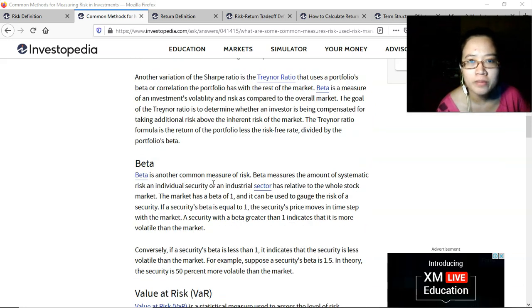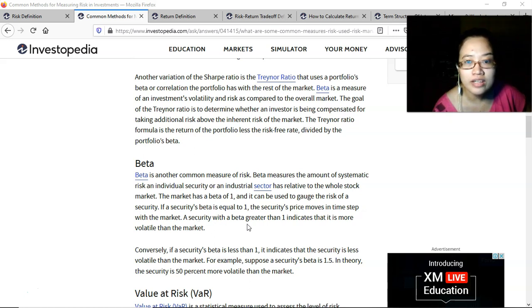Beta is another common measure of risk. Beta measures the amount of systematic risk an individual security or an industrial sector has relative to the whole stock market. So you're going to, again, compare the individual investment to the industry average, essentially. The market has a beta of 1, and it can be used to gauge the risk of a security. If a security's beta is equal to 1, the security's price moves in time step with the market. So it's following the market movements.